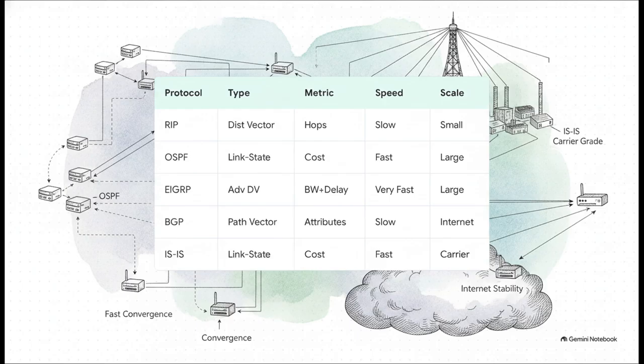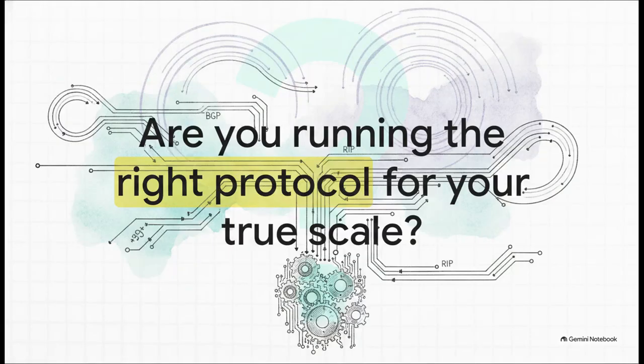As we wrap up this explainer, I want to leave you with this final, critical thought to consider for your own infrastructure. If your network went down today, are you confident you chose the protocol that matches your true scale? Are you actually running the right protocol for your operational reality? Or have you outgrown RIP? Do you really need the complexity of BGP? Empower your network by matching the tool to your exact operational needs.